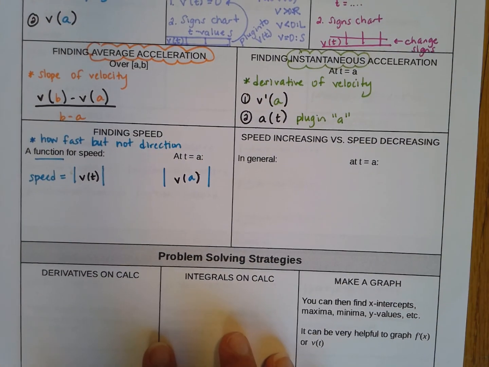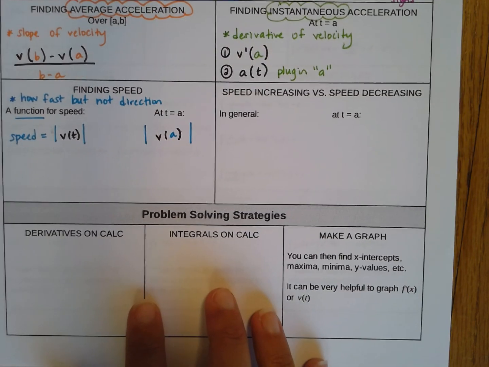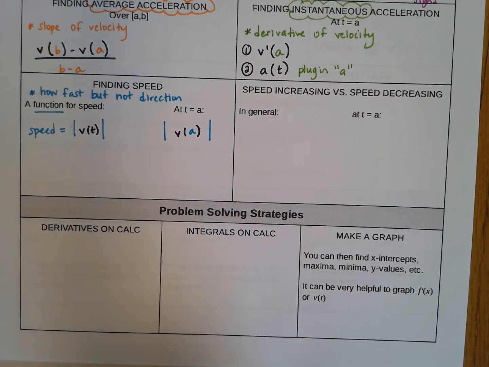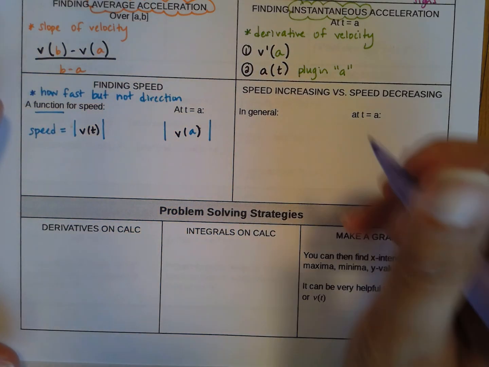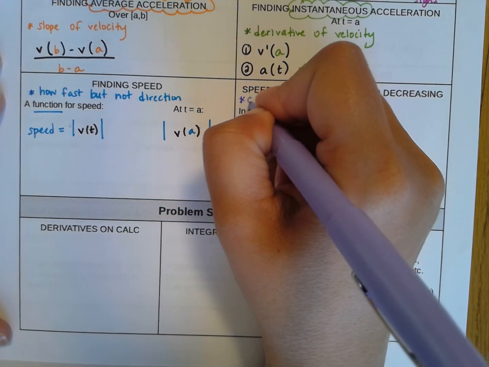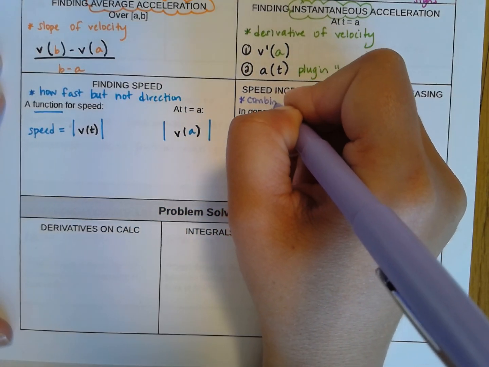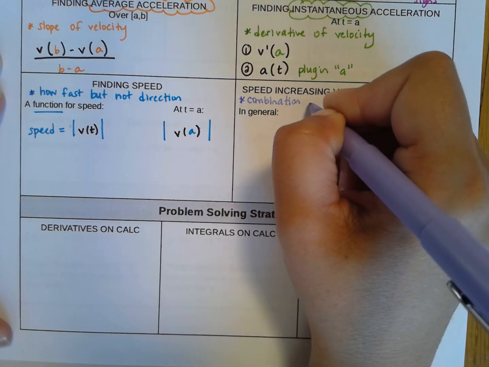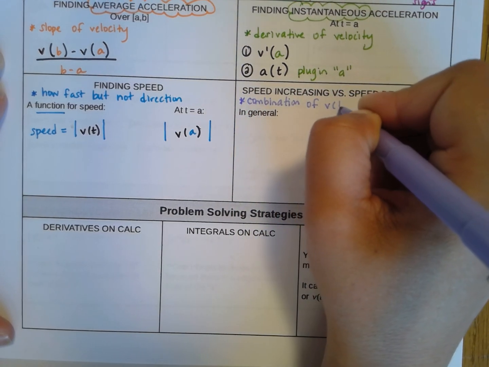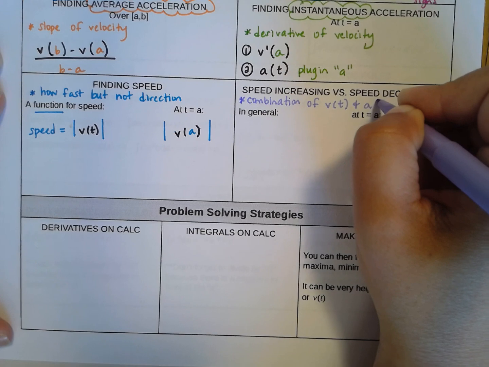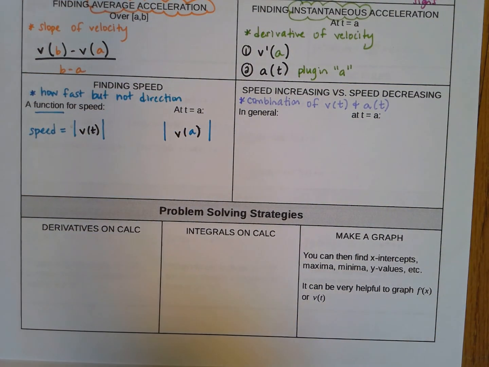So after you plug in your number to velocity, then force your answer to be positive. Now, if we ever ask you whether your speed is increasing or your speed is decreasing, this is going to be a combination of velocity and acceleration. So that's one thing that's really important, speed increasing or speed decreasing. A lot of students think that that's just acceleration. It's not. It's a combination of velocity and acceleration.